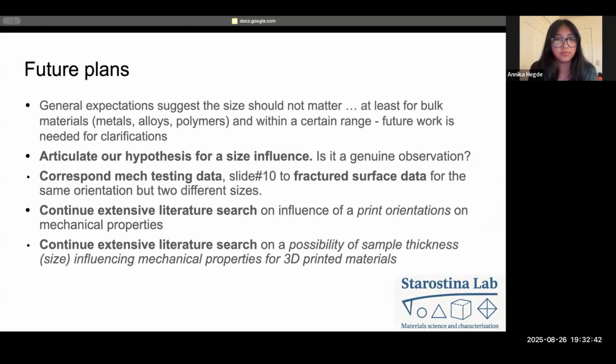For our future plans, general expectations suggest that size should not matter, at least for bulk materials such as metals, alloys, and polymers, and within a certain range, but future work is needed for clarification. We also need to articulate our hypothesis for a size influence and figure out if it is a genuine observation. We also plan to correlate our mechanical testing data in slide 10 to the fractured surface data for the same orientation but two different sizes. And we also plan to continue an extensive literature search on the influence of print orientations on mechanical properties, as well as on the possibility of sample thickness influencing mechanical properties for 3D printed materials.